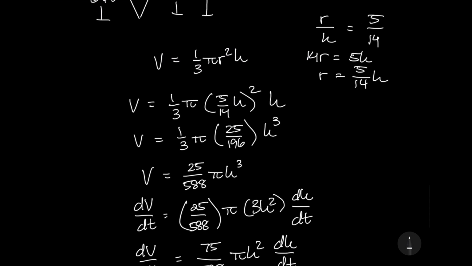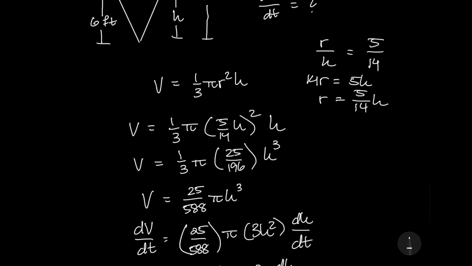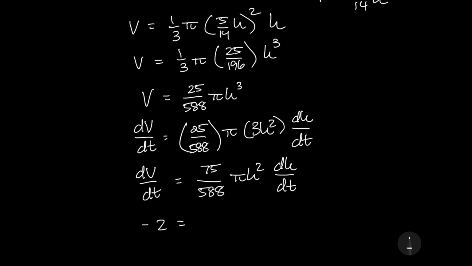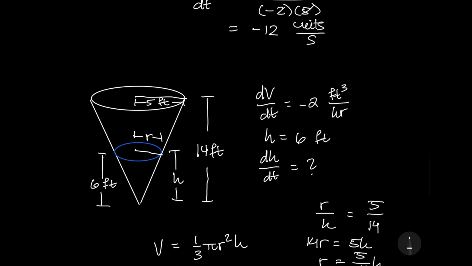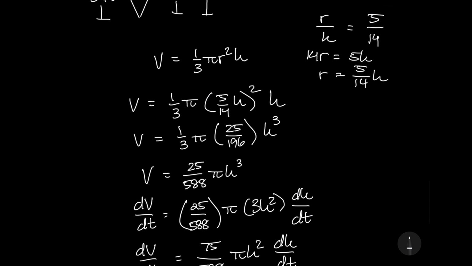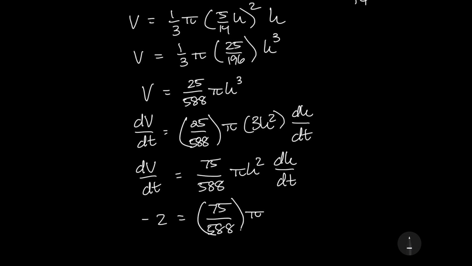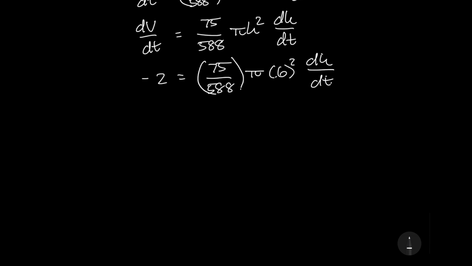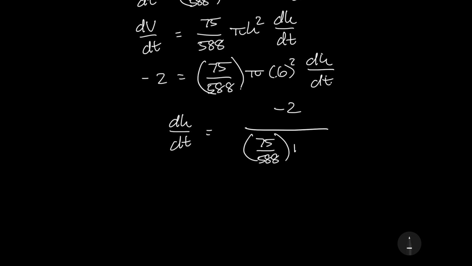So now let's plug in the values that we were given. dV/dt is equal to -2, right? dV/dt equals -2, and that has to equal 75 over 588 times pi. And we know that the depth at the specific instant in time we were talking about is 6 feet. So 75 over 588 times pi times 6 squared multiplied by dh/dt. And now let's solve for dh/dt. So dh/dt is going to equal -2 divided by 75 over 588 times pi times 6 squared.